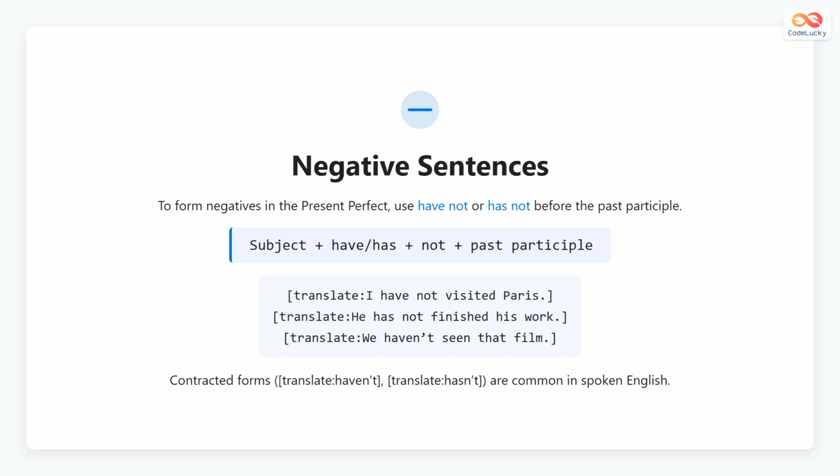Negative sentences in the present perfect are formed by placing not after have or has. The structure is subject, have or has, not, and then the past participle. For example, I have not visited Paris, he has not finished his work, and we have not seen that film. In spoken English, contractions like haven't and hasn't are very common and make speech sound more natural.